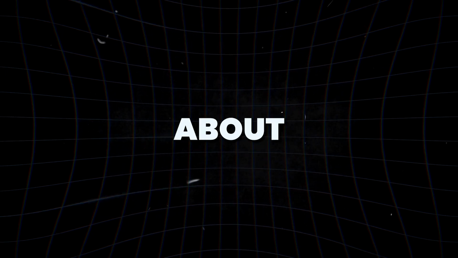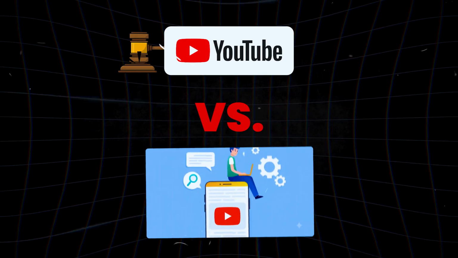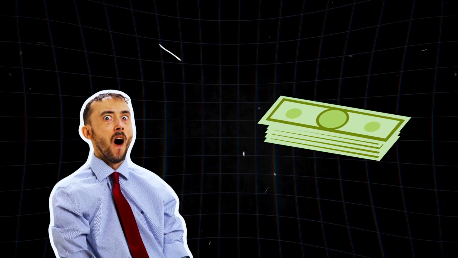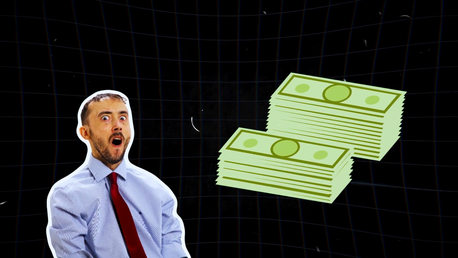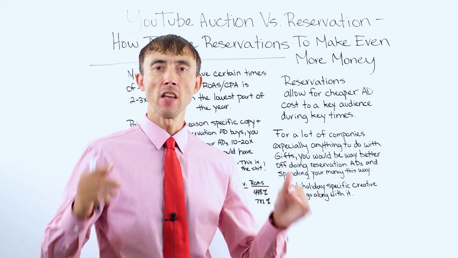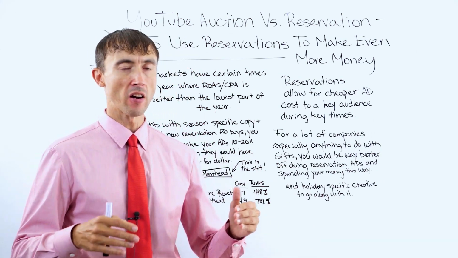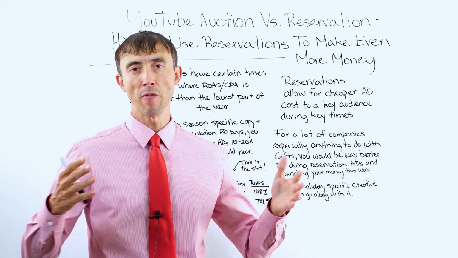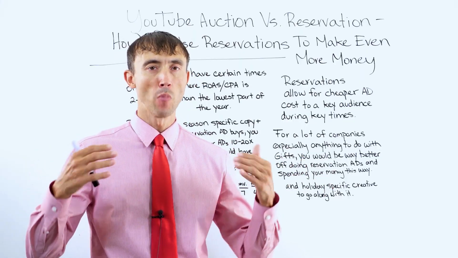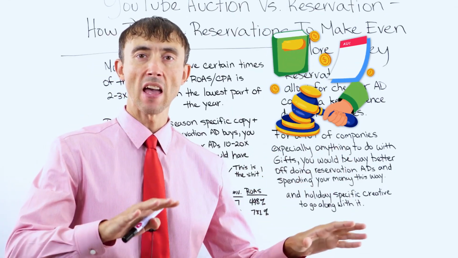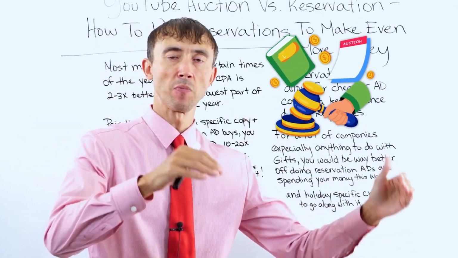Today's video, we're going to talk about YouTube auctions versus reservation ads and how to use reservation ads to make even more money than the auction type of ads that you could run when you run YouTube ads. So in short, auctions are where, typically every day when you run an ad on YouTube and have since the beginning, mostly anyway, big companies aside, you would actually pay and bid for the placement that you want.